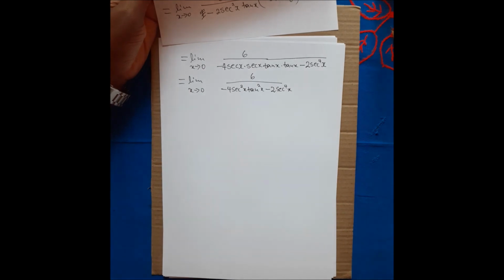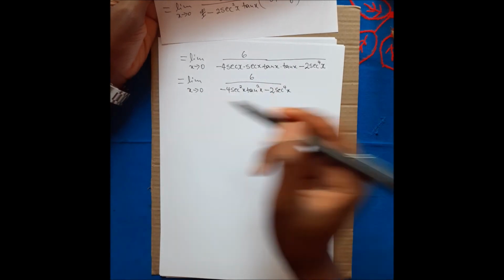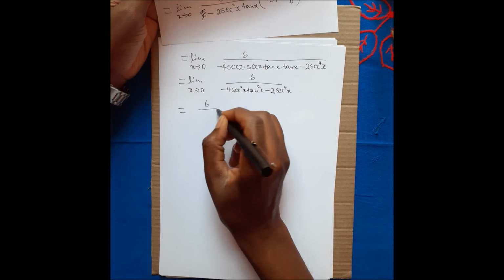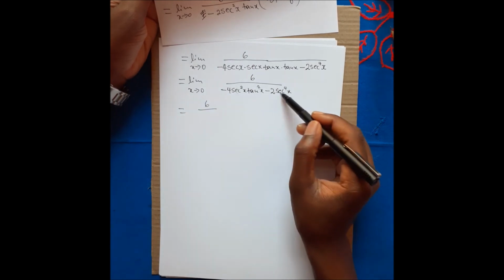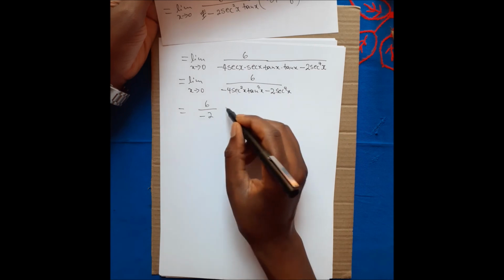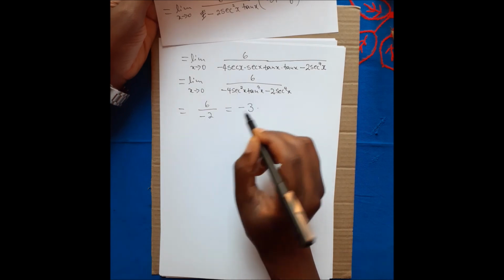And then we try to substitute. In the numerator we get 6. In the denominator, this will be 0, this will be 1, so we've got minus 2, which gives us 6 over minus 2, which is minus 3.